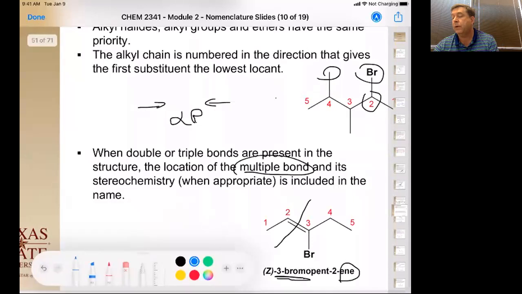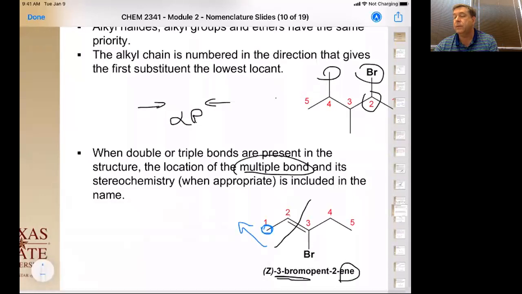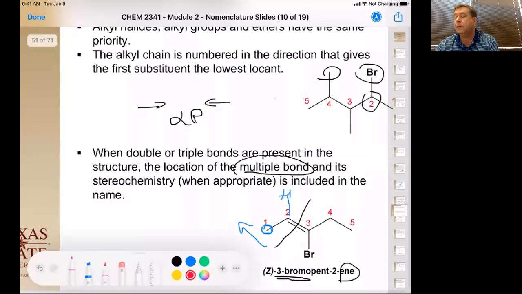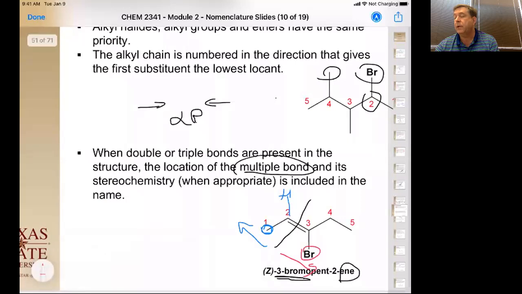We find priority on one side first. And in that case, it's this carbon here because we have an assumed hydrogen. And on the other side, we have a bromine and a carbon. Bromine wins, so that makes the priority on this side. So these are on the same side of that double bond, which makes it the Z isomer. So here we have the Z.